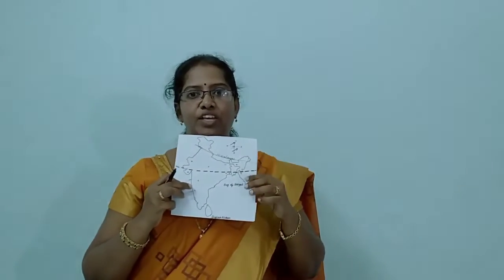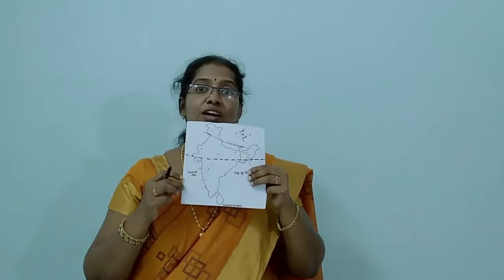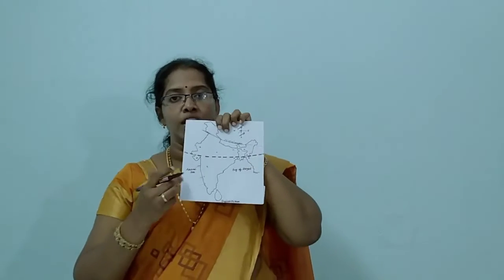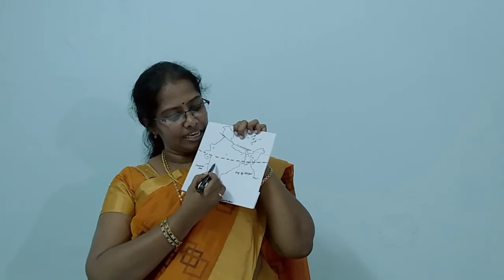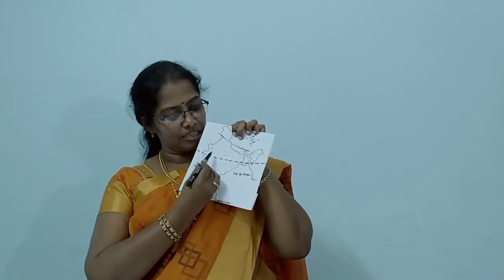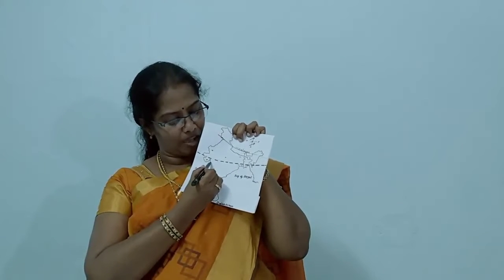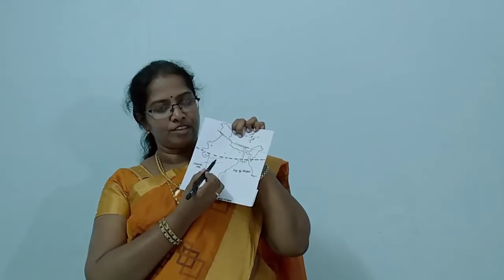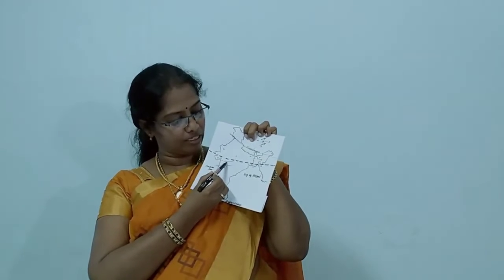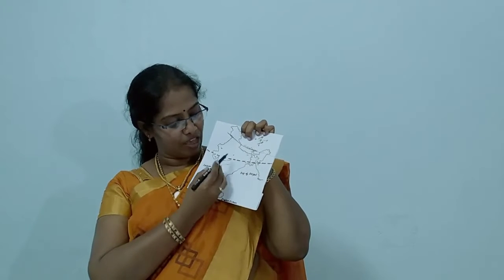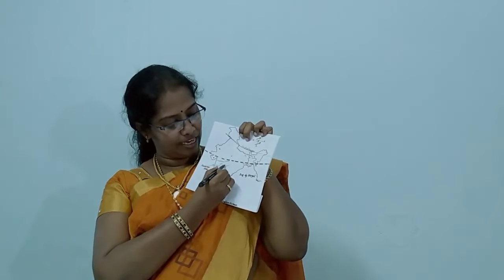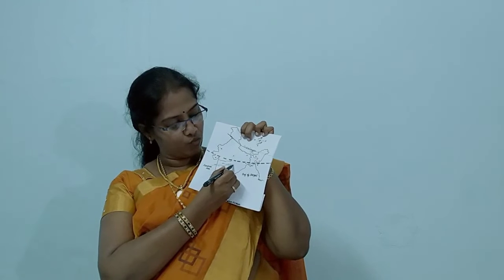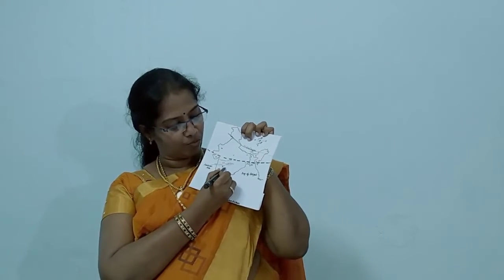Then the second part of the Arabian Sea branch strikes and blows through the Vindhya. See, this is Narmada, this is Tapti. I have drawn one line now. In between, the Vindhya is here. This is Vindhya, this is Satpura.